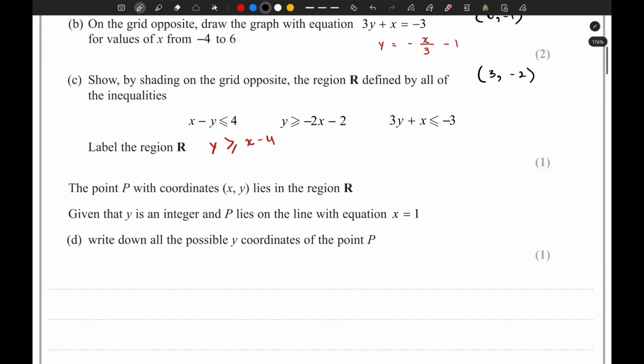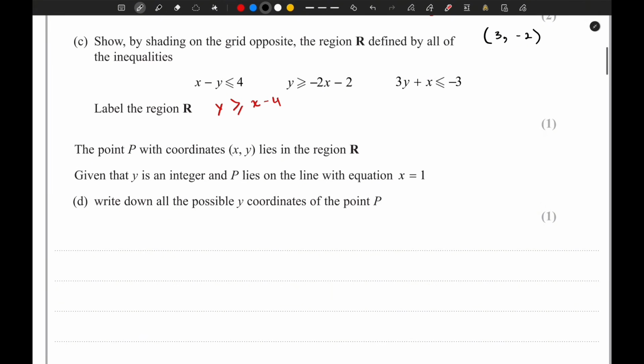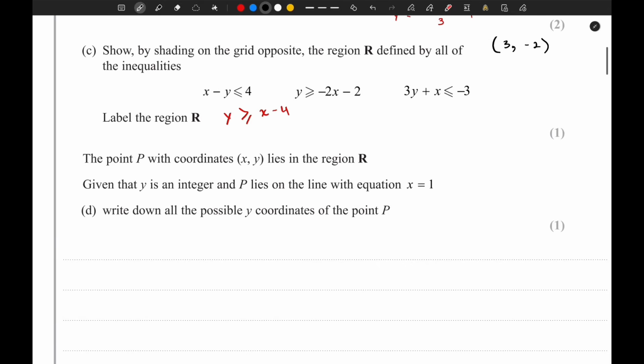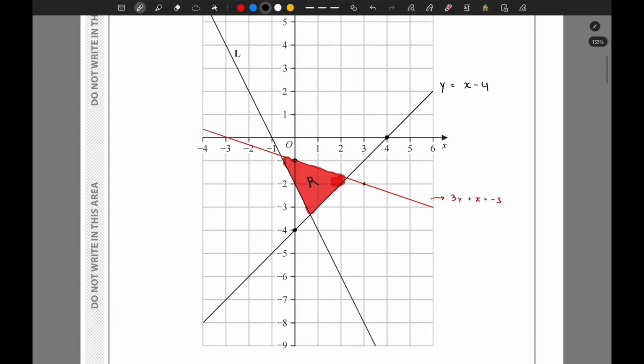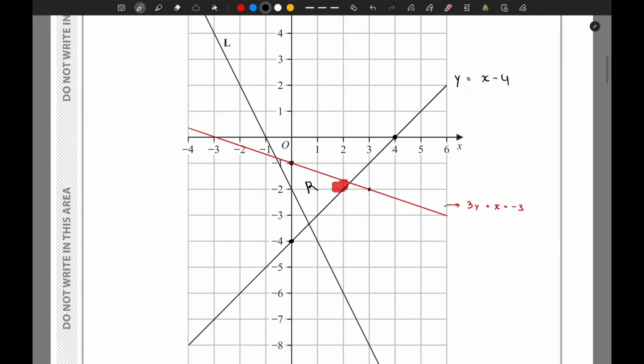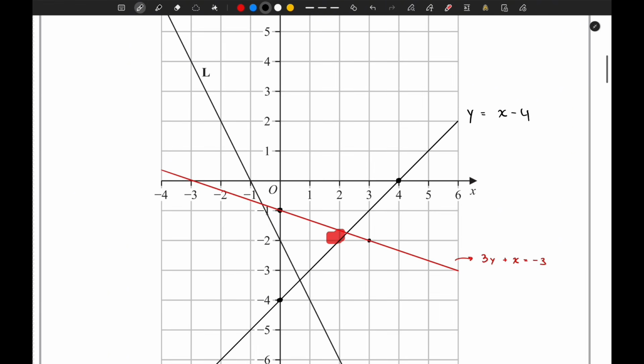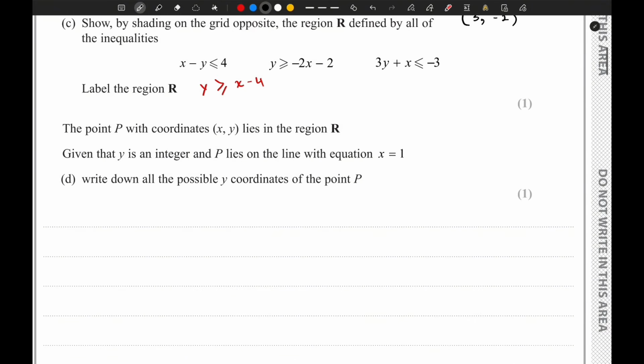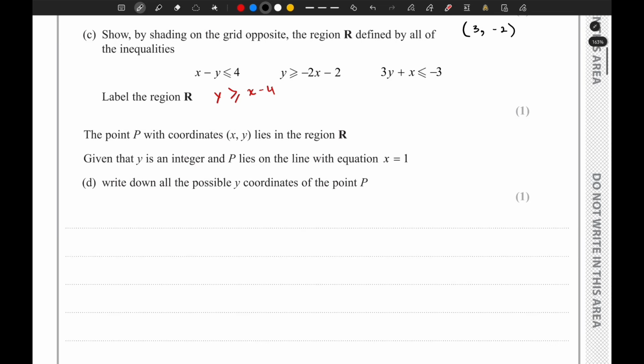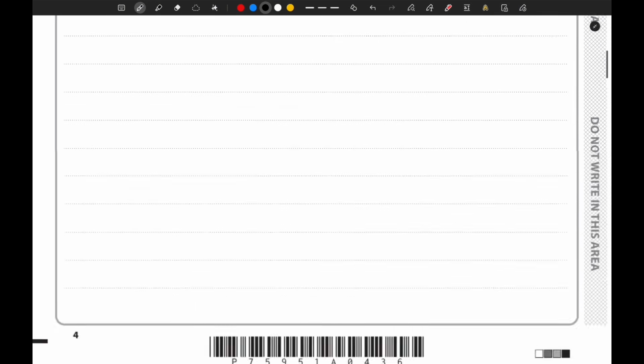Now the point P with coordinates x and y lies in the region R, given that y is an integer and P lies on the line with equation x equals 1. So the point P lies in the region R given that y is an integer, and P lies on the line with equation x equals 1.